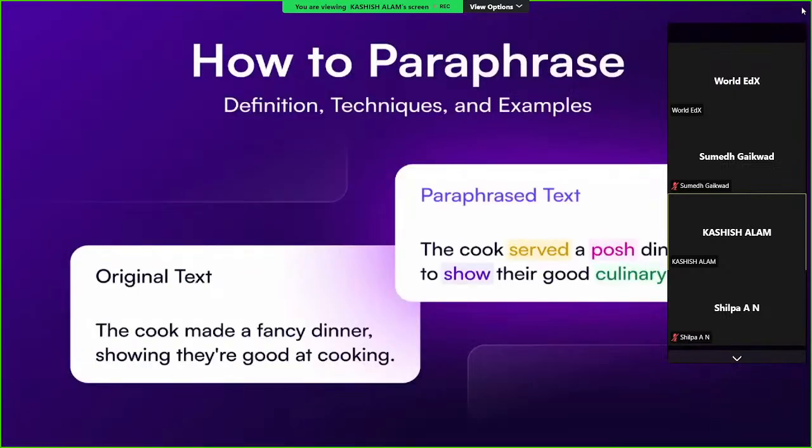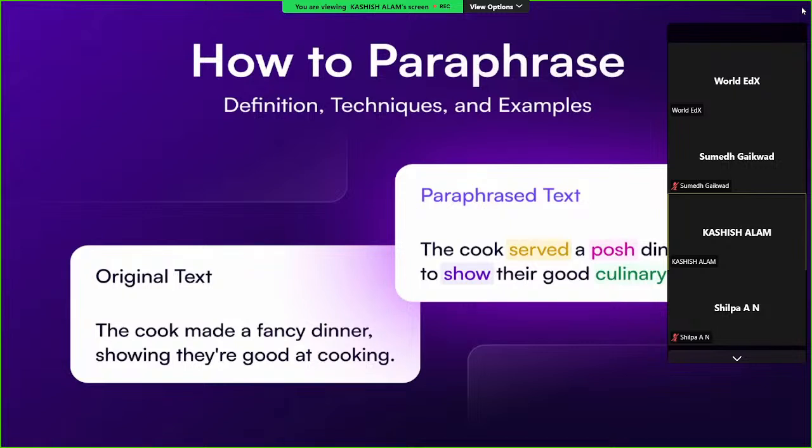Here is a simple example to show how to paraphrase a topic. If you look over here, the original statement said, the cook made a fancy dinner, showing they are good at cooking. Now what you will basically do, look at the words for which you can write synonyms, or you can write that word in a different way and then try to frame a sentence, making sure not to alter the original meaning. It says the cook made a fancy dinner. The cook served a posh dinner to show their good culinary skills.